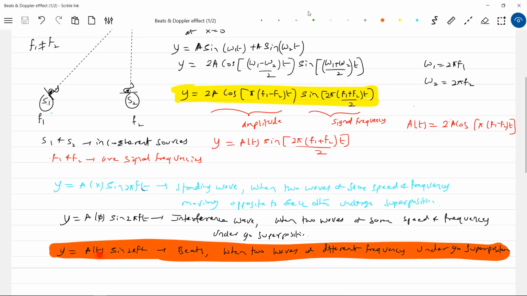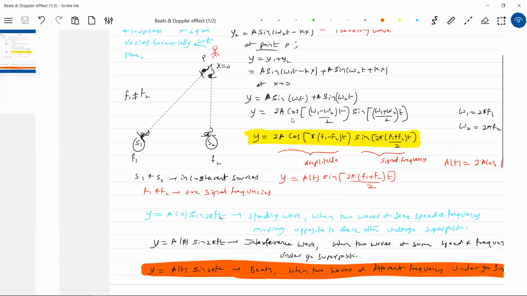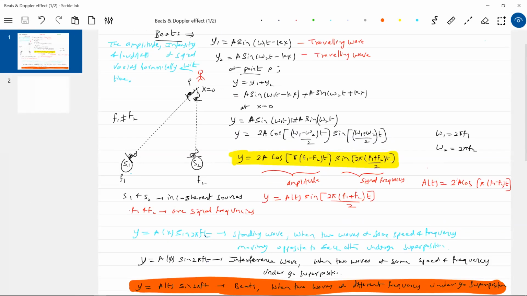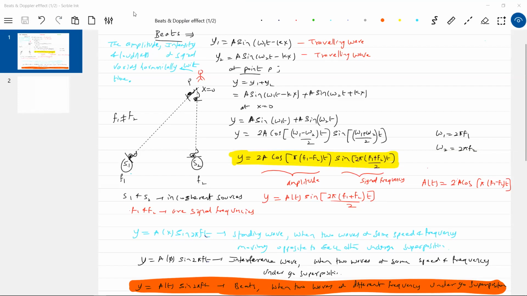Anybody having a doubt, you can ask, because after this I'll jump into the mathematical part. There's one best conclusion for the superposition of sound waves. Okay, fine, understood. Shall I scroll down? Okay.